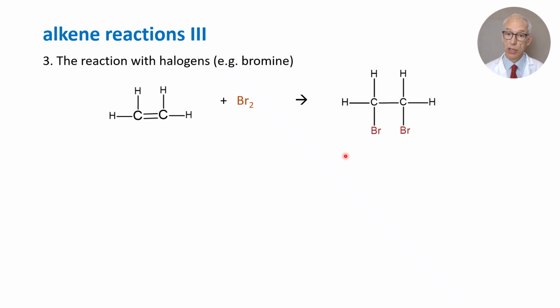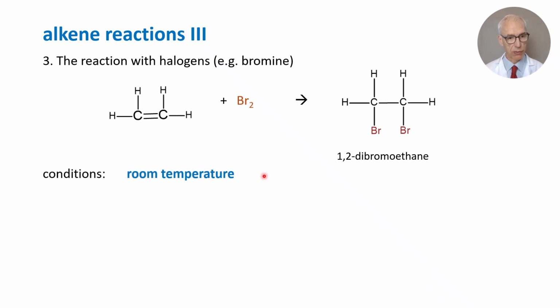Now, not an exam question, but it might be involved in background knowledge. This is called 1,2-dibromoethane. So the bromines, there's two of them, hence dibromoethane, two bromines, dibromo, but they're not on the same carbon, carbon number 1, carbon number 2. So 1,2-dibromoethane may occur in texts or the context of an exam question. The conditions have to be known, that's room temperature.